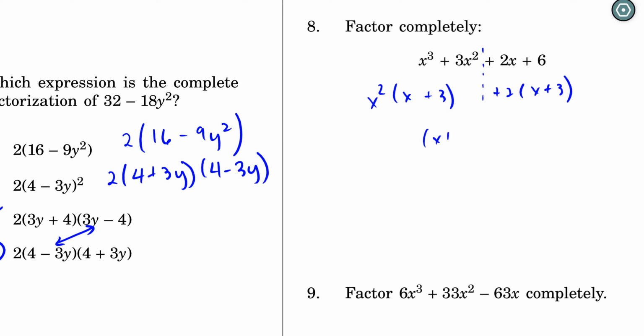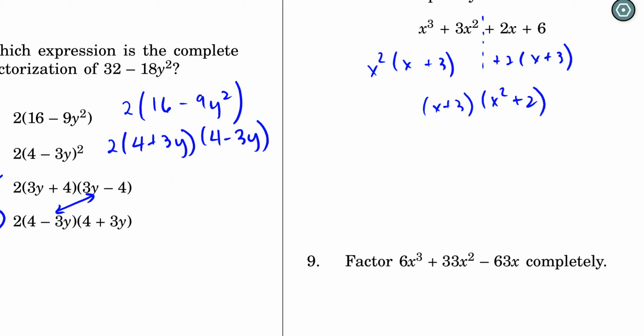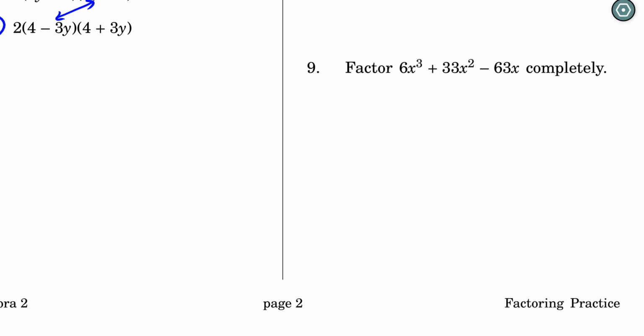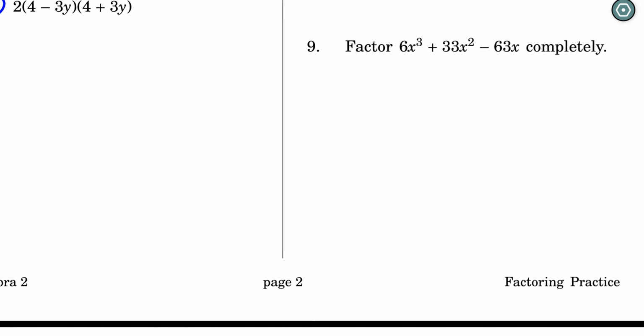Number 8 is again grouping: x squared times x plus 3, positive 2 times x plus 3. So we wind up having x plus 3, x squared plus 2. That was similar to one that was on your quiz. Number 9, factor completely. The GCF is 3x. That leaves us with 2x squared plus 11x minus 21.